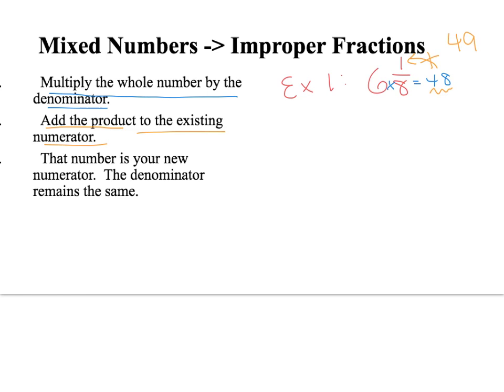Step 3 tells us that that number, 49, is your new numerator. So we're going to have 49 over, the denominator remains the same. Well, our denominator was 8. So our improper equivalent fraction to 6 and 1/8 is 49 eighths.